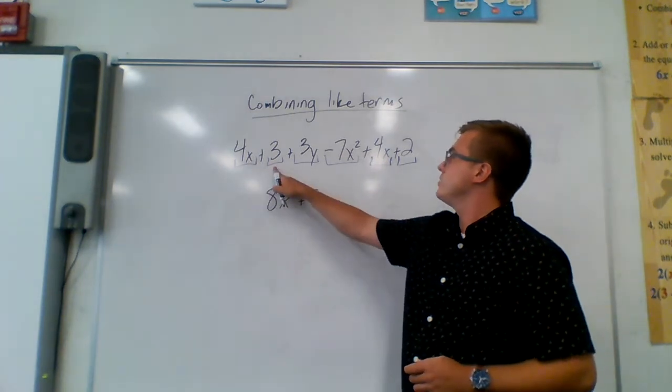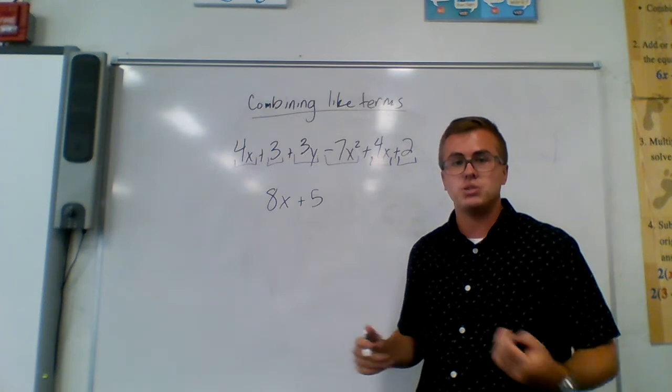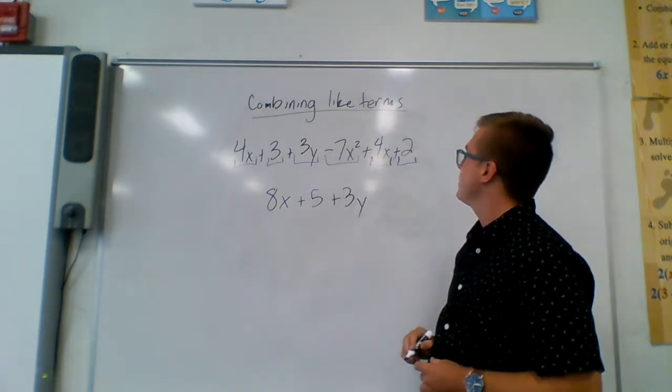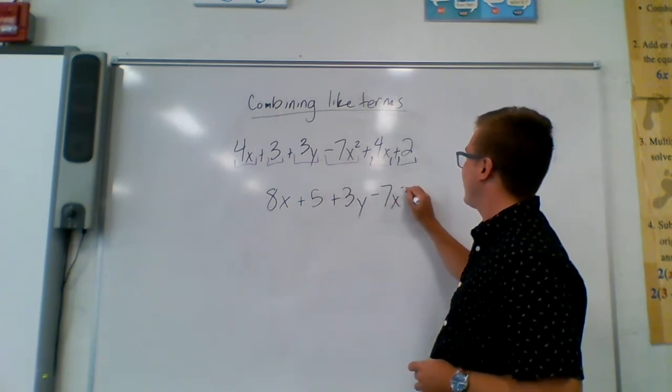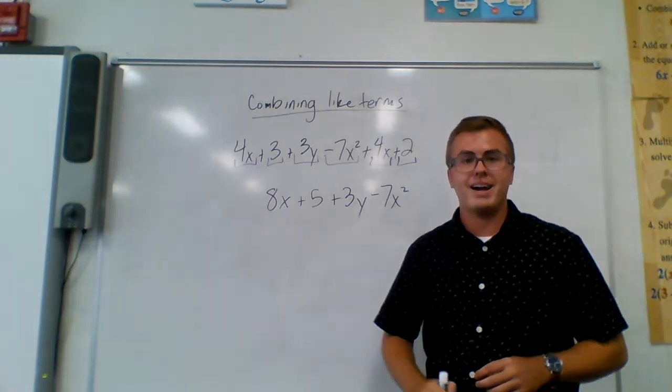So I've used this, I've used this. Now I'm going to look at 3y. Are there any other ones with base y? No, so I'm going to leave it. Plus 3y. And then we didn't get to use that either, so I've got minus 7x squared. And that's as fully simplified as we can make it.